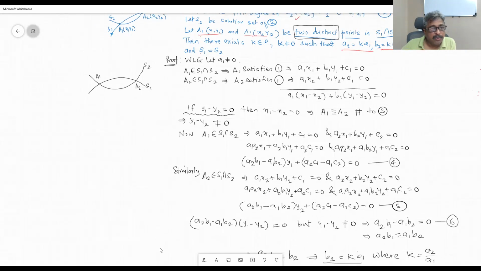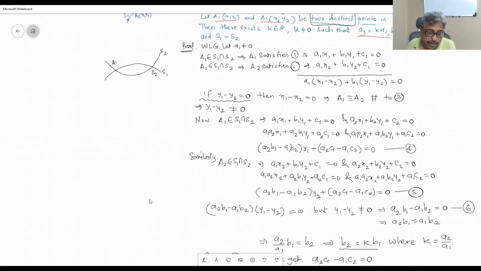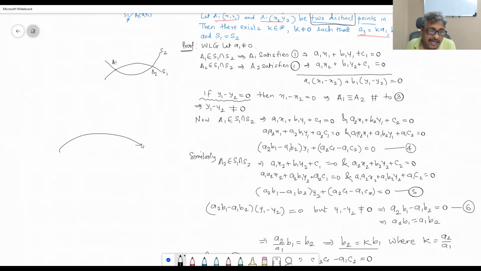Therefore, we cannot afford to have some curves like this, the solution sets must be same. So here what we are saying is, if solution set for first is like this, S1, and suppose A1 and A2 are the points on S1, then here what we are trying to say is the solution set for S2 is also same.